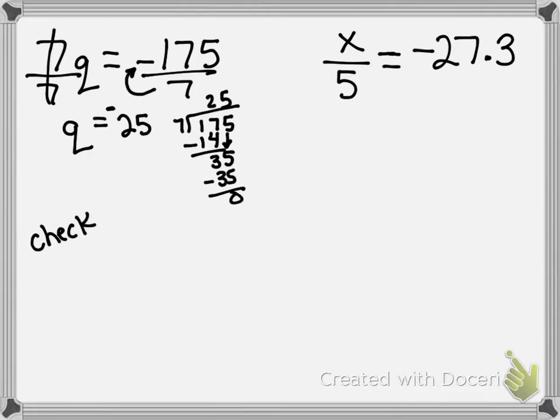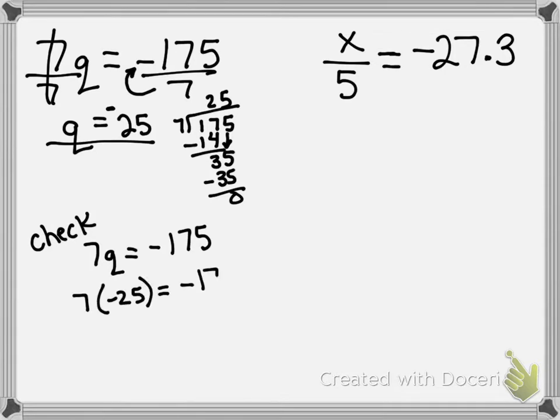So we rewrite the original equation, 7q equals negative 175. We think q is equal to negative 25, so we substitute negative 25 in for q, and we're hoping to get negative 175. So we multiply 25 times 7. 7 times 5 is 35. 7 times 2 is 14, plus 3 is 17. A negative times a positive, different signs, is going to be a negative number. So q is equal to negative 25.